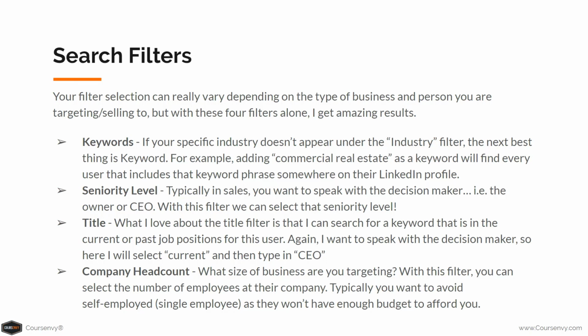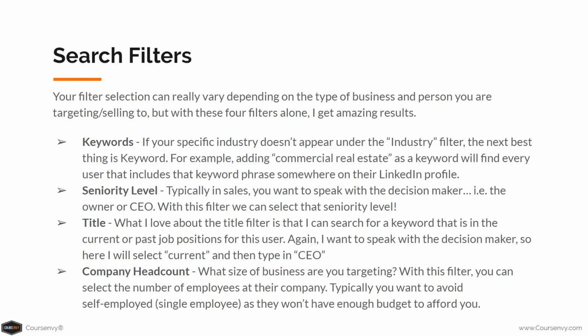First off, keywords. If your specific industry doesn't appear under the industry filter, the next best thing I use is keywords. For example, adding commercial real estate as a keyword will find every user that includes that keyword phrase somewhere on their LinkedIn profile. Next, seniority level. Typically in sales, you want to speak with the decision maker, i.e. the owner or CEO. With this filter, we can select that seniority level.